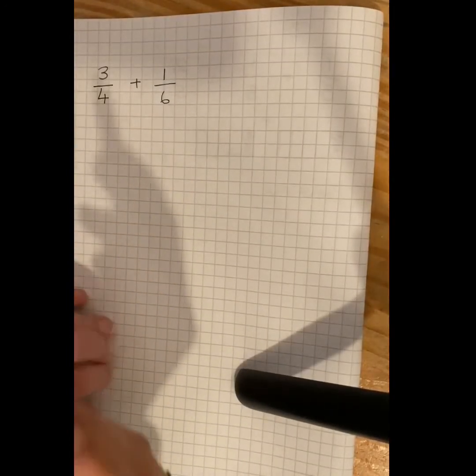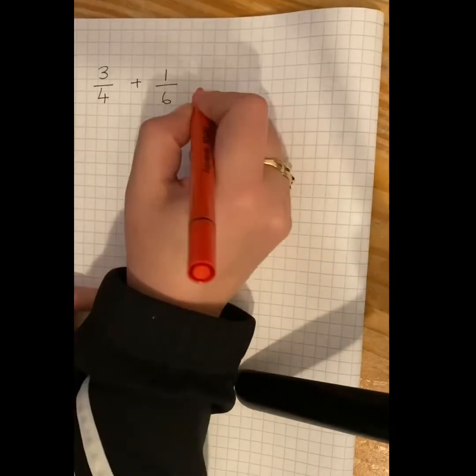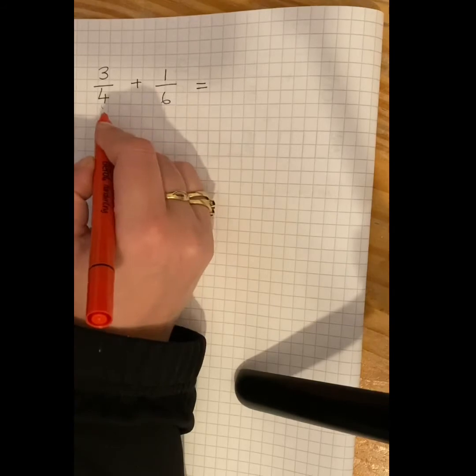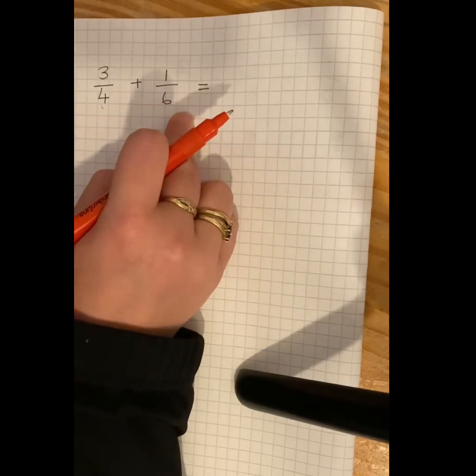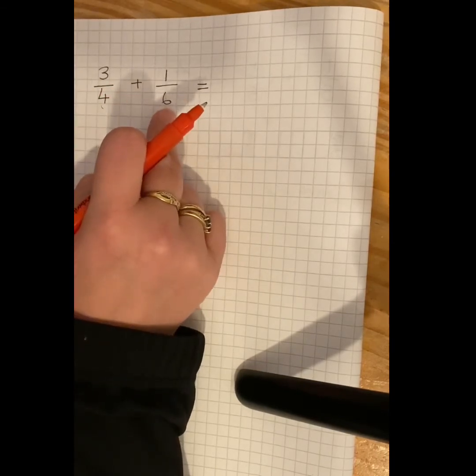Okay, so another one for you. 3/4 plus 1/6. Let's have a go. Pause the video. Okay, so we can see that our denominators aren't the same size. So we need to find a common multiple. So which number does 4 and 6 go into?